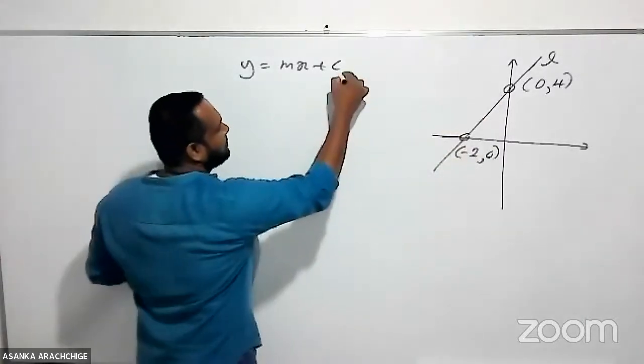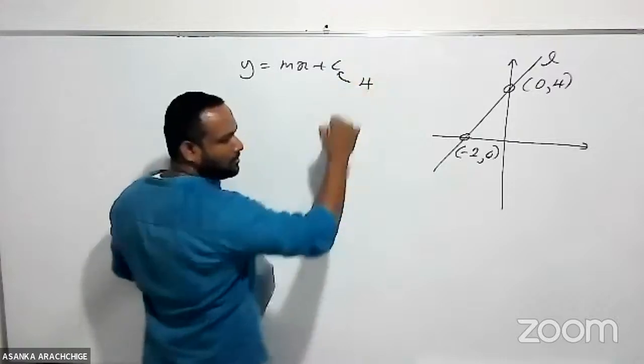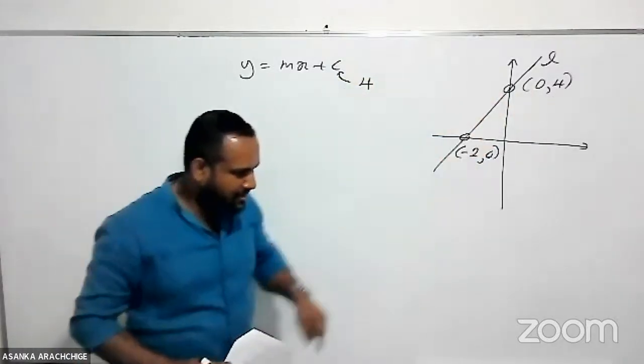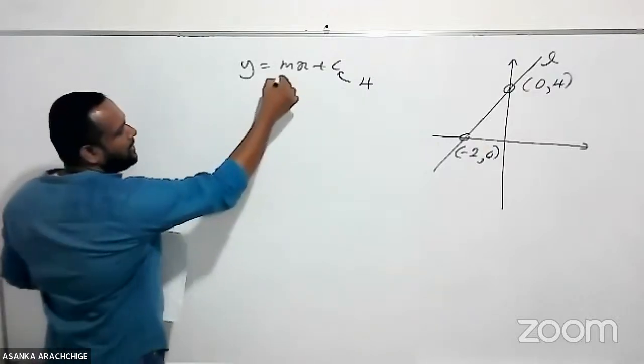Therefore, that is, c is 4, because this y coordinate is 4. Clear? Then how to find m?